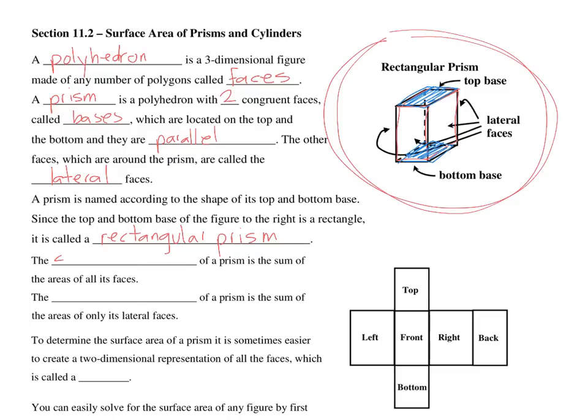And now the surface area of a prism is the sum of the areas of all of its faces. You're just adding up the area of all of the faces. And the lateral area of a prism is the sum of the areas of only its lateral faces.